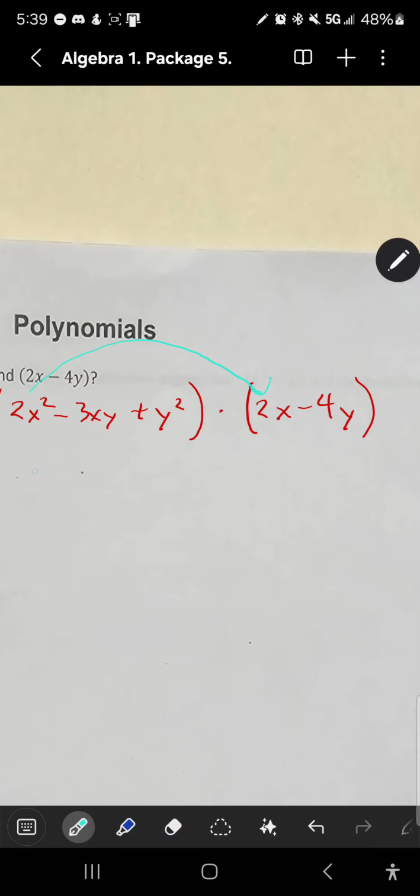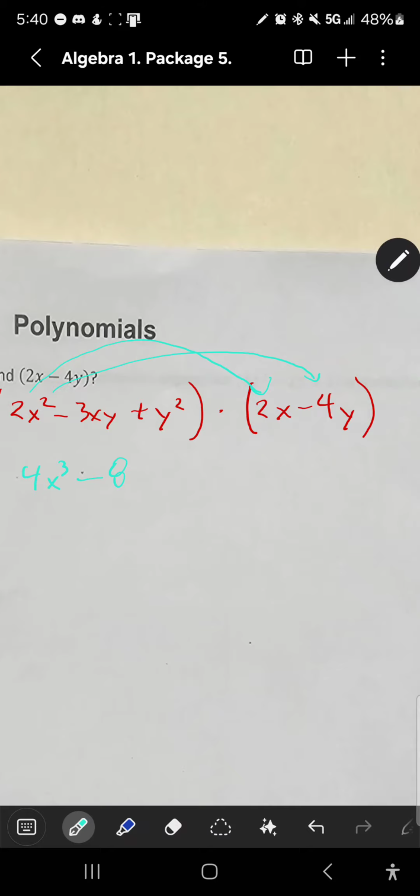And that's going to be 2 times 2, 4. X squared times x. We're multiplying, so we are adding 1 to the exponent. So x to the 3. Now 2x squared minus 4y times negative 4y. So 2 times negative 4 is negative because different signs. So 2 times 4 is 8.